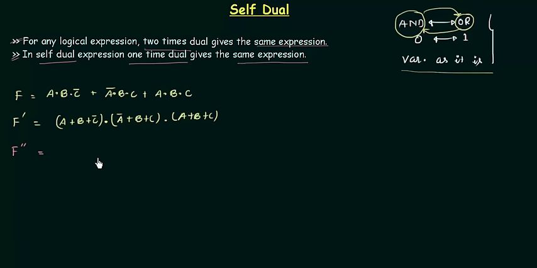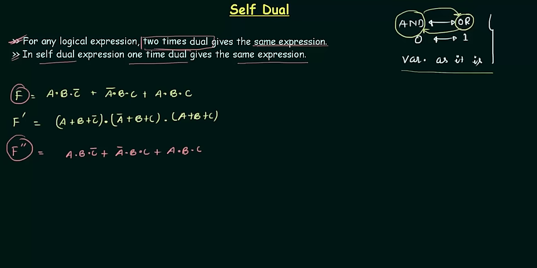We will follow the same steps. We are going to keep the variables as they are. This OR will now be written as AND. This AND will now be written as OR, B and C, or A and B and C. Now you can see that F and F double prime are the same. So when you take the dual 2 times, you are going to have the same expression. This is proved.